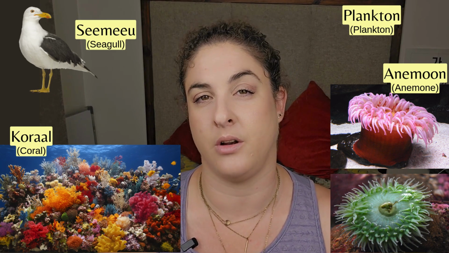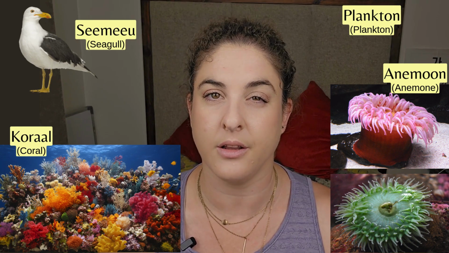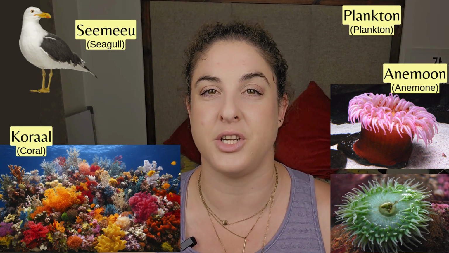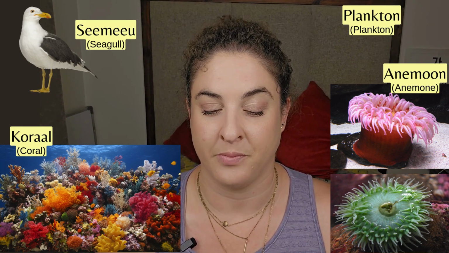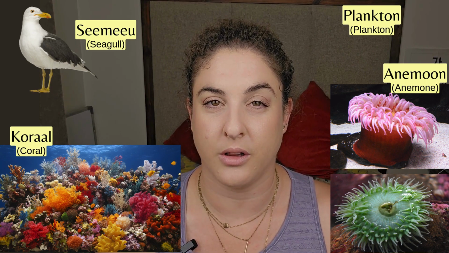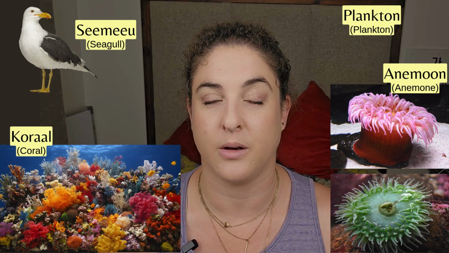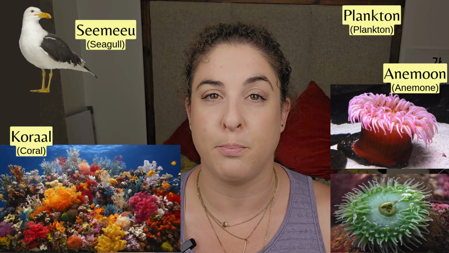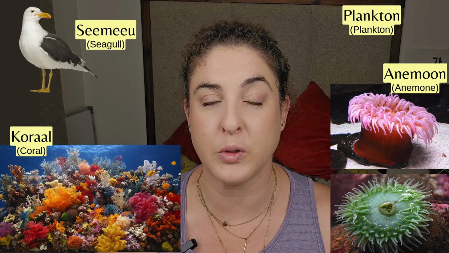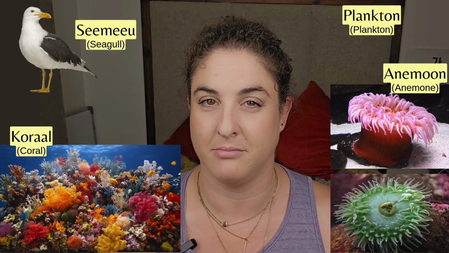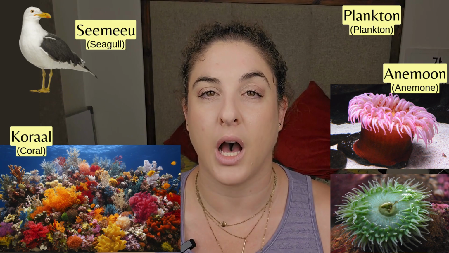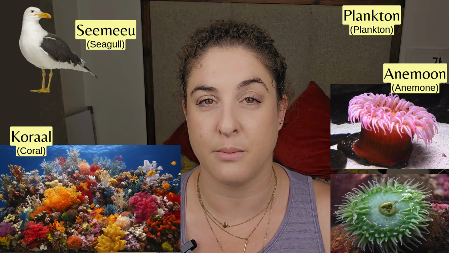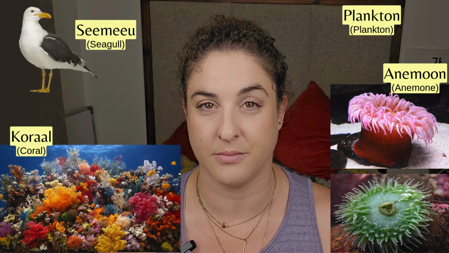Now, I know it's not an ocean creature technically, but because it is part of the beach and the ocean as a whole, and you find them there, I included it. And then we have koraal, which is coral. Then plankton, same thing, just different pronunciation. And then we have anemoon, which is an anemone. That was it for sea creature vocabulary.